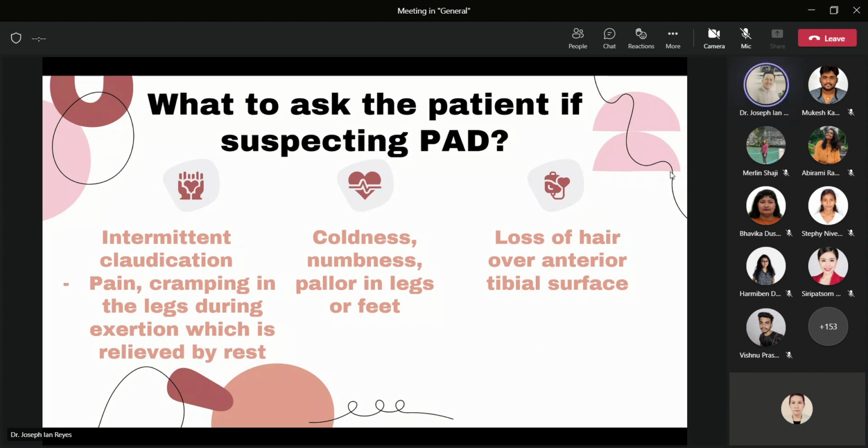So what to ask in patients if you suspect PAD? So intermittent claudication or pain, cramping in the leg during exertion, which is relieved by rest, coldness, numbness, pallor in the legs or feet, and loss of hair over the anterior tibial surface. So these are the questions that you have to ask your patient.